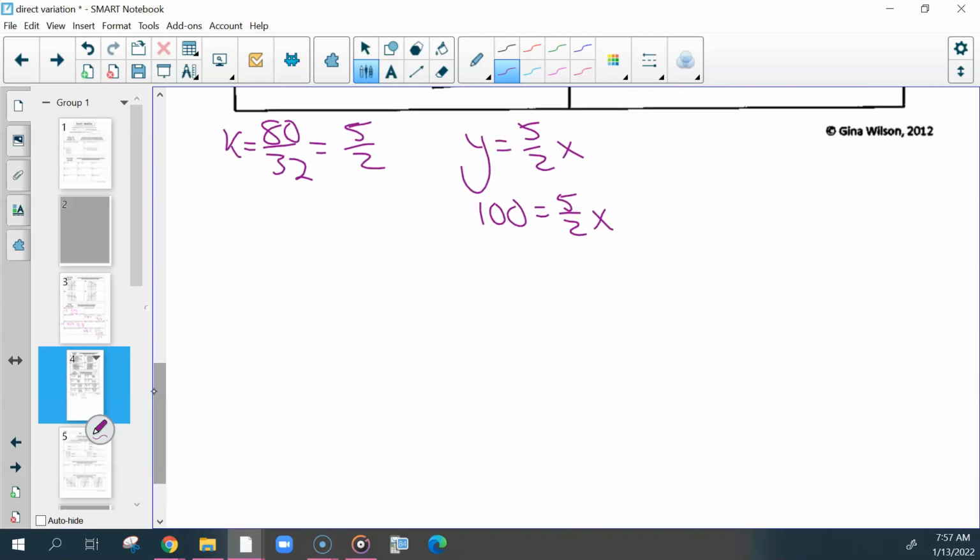So to get rid of the 5/2, you could either divide by 5/2 on both sides or multiply by the reciprocal. So those would cancel. This would become 200 over 5, whatever that is, equal x. My brain's not working. 40, I'm assuming. Yeah. Thank you.